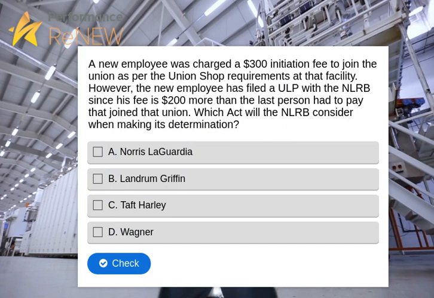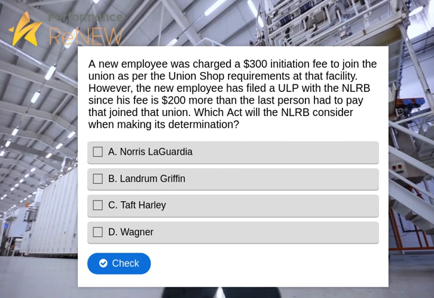Before we move on, let's test your knowledge on what you've learned so far. A new employee was charged a $300 initiation fee to join the union, as per the union shop requirements at that facility. However, the new employee has filed a ULP with the NLRB since his fee was $200 more than the last person had to pay that joined that union. Which act will the NLRB consider when making its determination? A, Norris-LaGuardia; B, Landrum-Griffin; C, Taft-Hartley; D, Wagner.